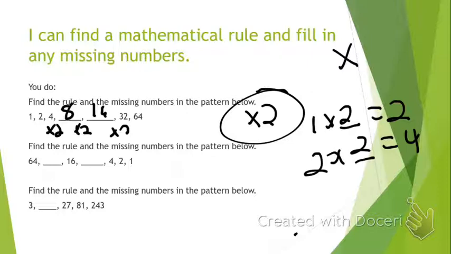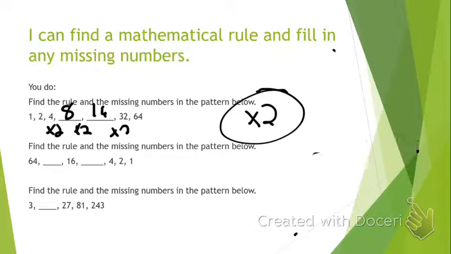Okay, let's do this next one, okay? So you're given 64, blank, 16, blank, 4, 2, and a 1. Go ahead and pause the video and see if you can find the rule and the missing numbers.